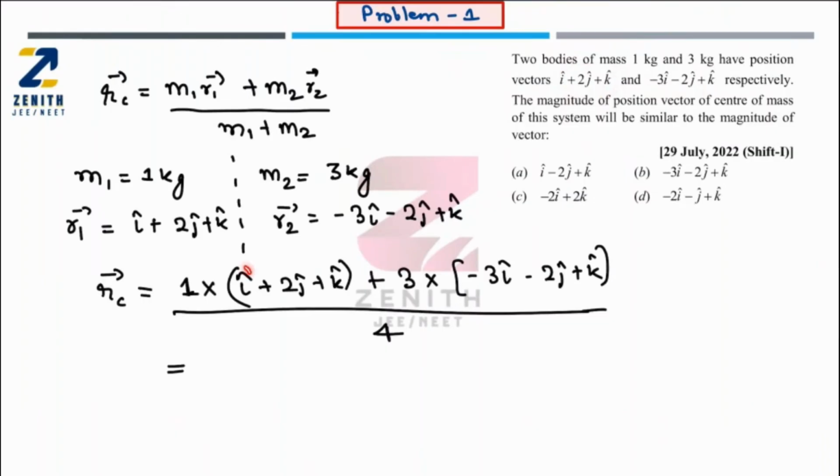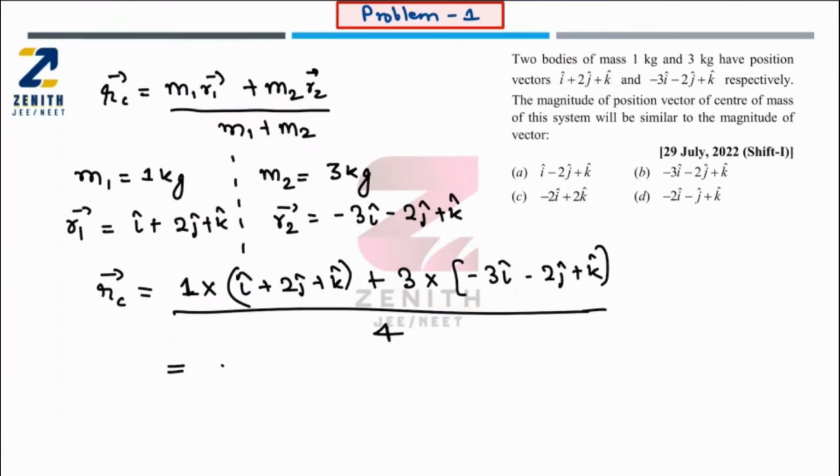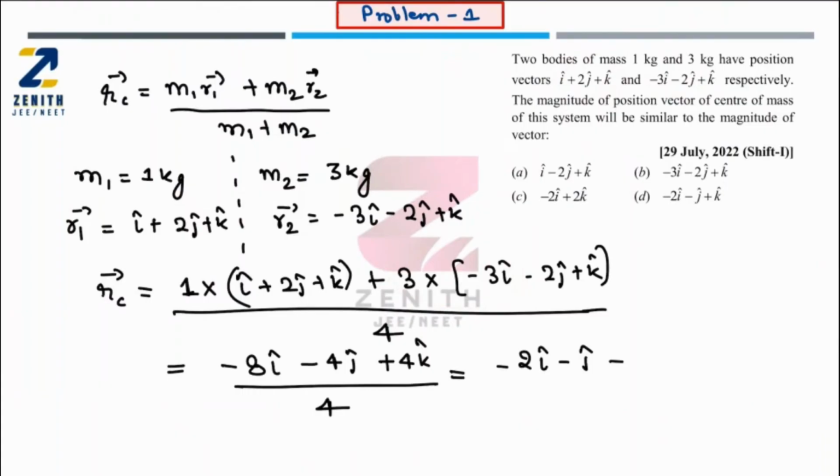If you solve this, this is i cap and this is minus 9i cap, so this is minus 8i cap, and this will be minus 4j cap, and 1k cap plus 3k cap is nothing but 4k cap, divided by 4. So you will get minus 2i cap minus j cap plus k cap. So what will be the answer? Option D is the correct answer. And this question was asked in the JEE exam 2022.